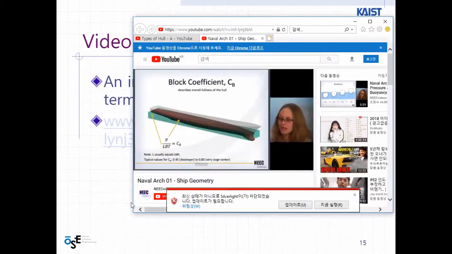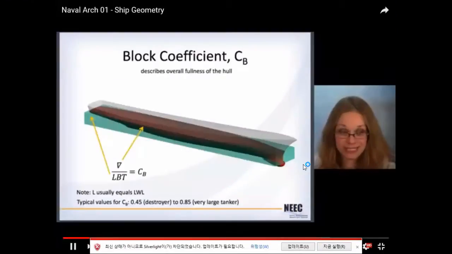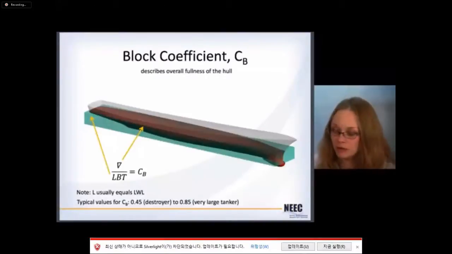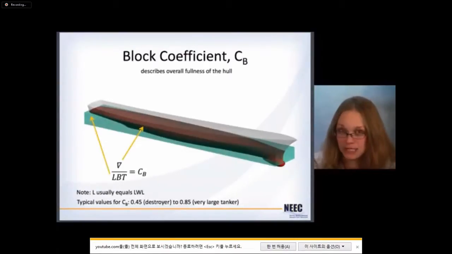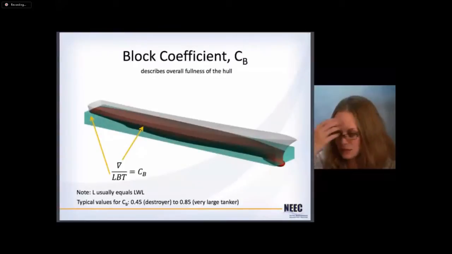Block coefficient is a very important one in terms of how you can compare different ships. Even if they're the same kind of ship, you can compare them using the block coefficient. It describes the overall fullness of the hull. And you can see here, it's the total volume that it could possibly take up based on length times beam times draft. But then you compare that to how much it actually takes up, which is the volume in red here. So that's how you calculate CB. Again, the length is usually the length on the waterline.